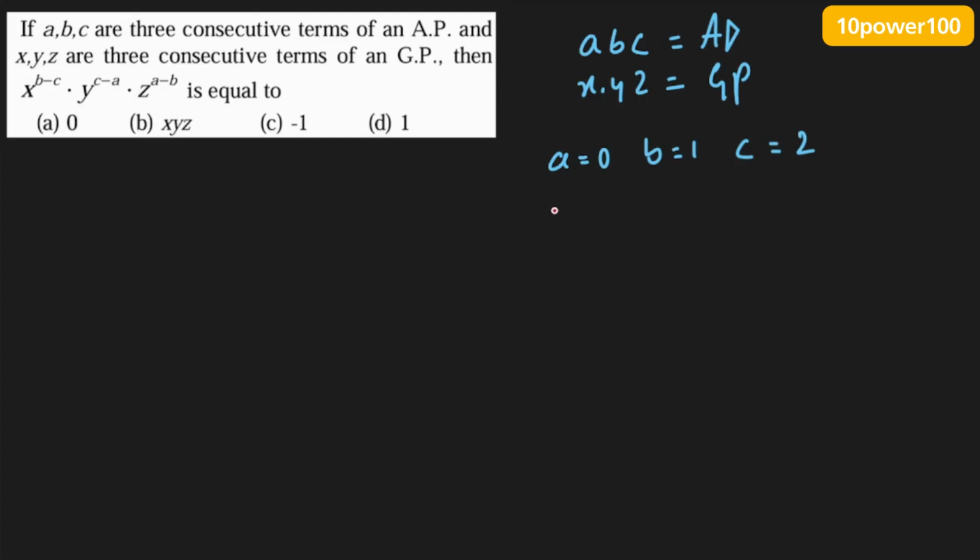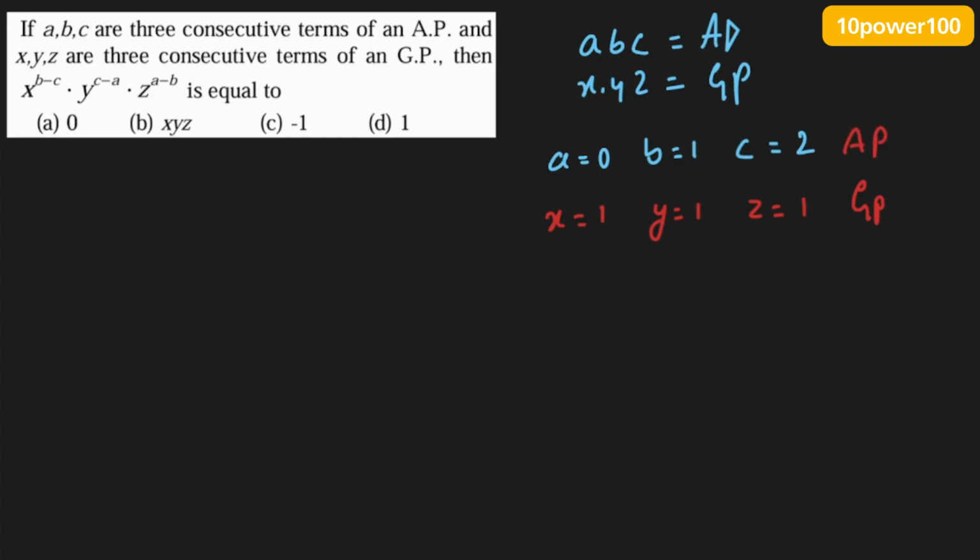Now X, Y, Z are in GP, right? So I'm going to consider X is equal to 1 and Y is equal to 1 and Z is equal to 1. Here the common ratio between them is 1. So it is a GP series. So this is GP and this is AP.